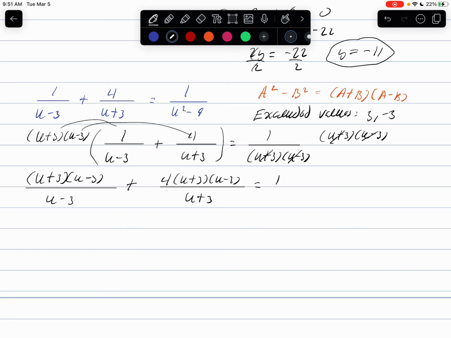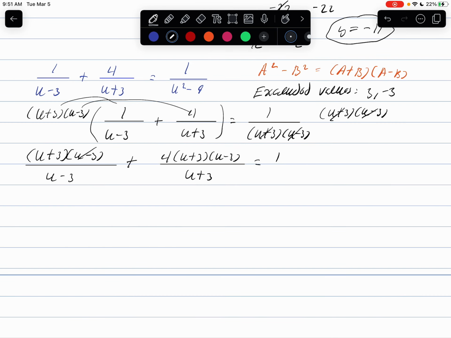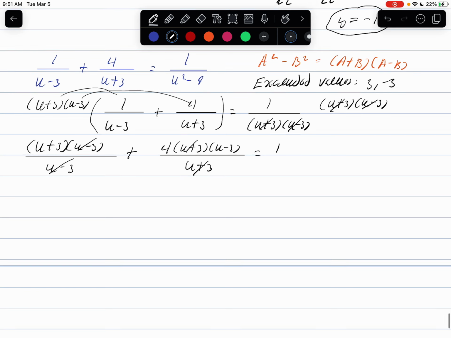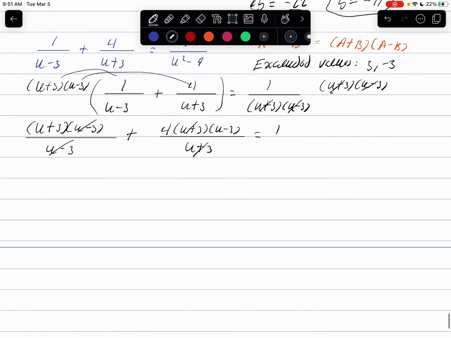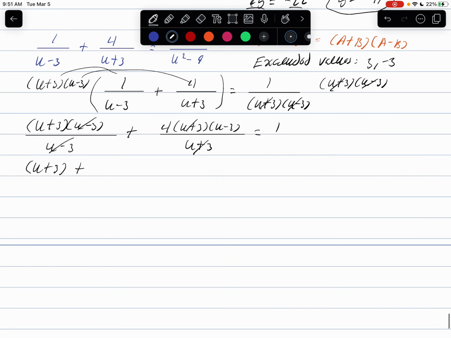Okay, so now we can do some canceling. We have u minus 3 and u minus 3, that'll cancel here. And here we have u plus 3 and u plus 3. So this is going to give us u plus 3 plus, since the denominator is simplified to 1, we actually don't even have a rational expression anymore, plus 4 times u minus 3 is equal to 1.